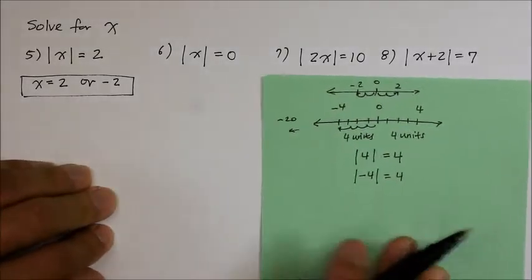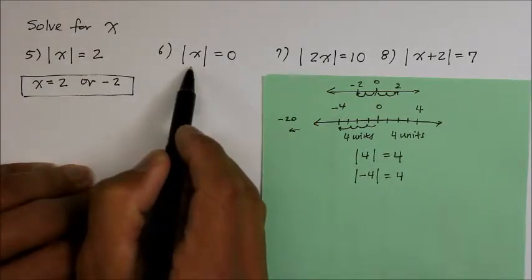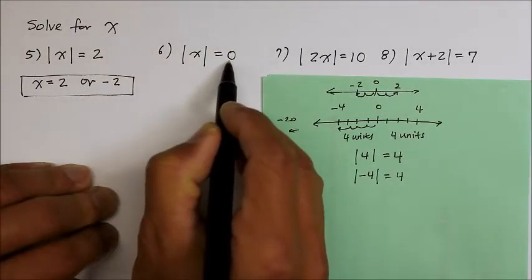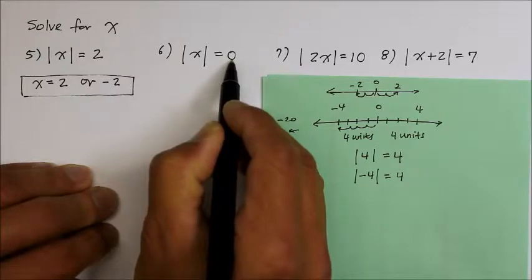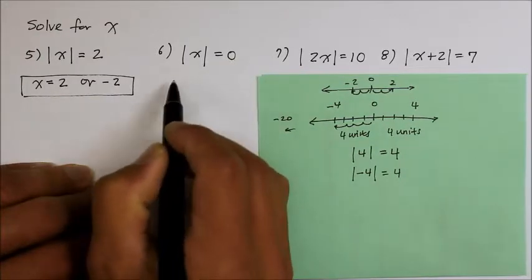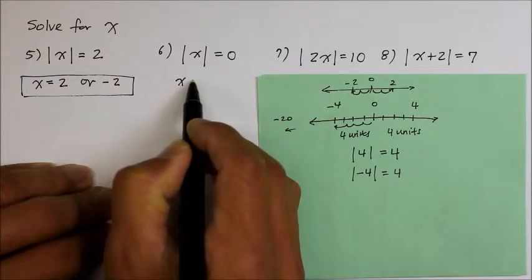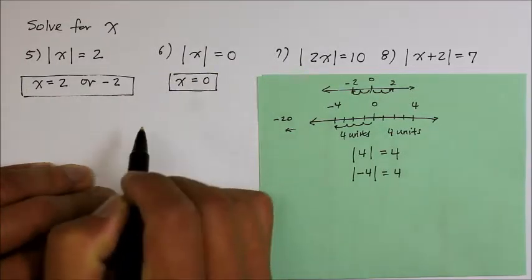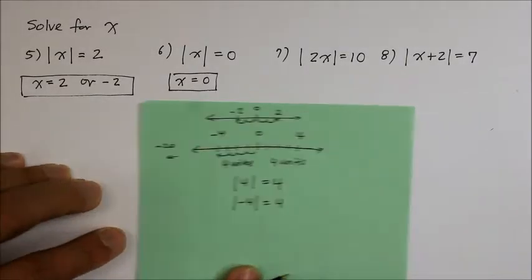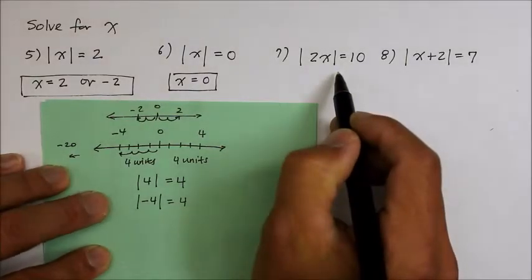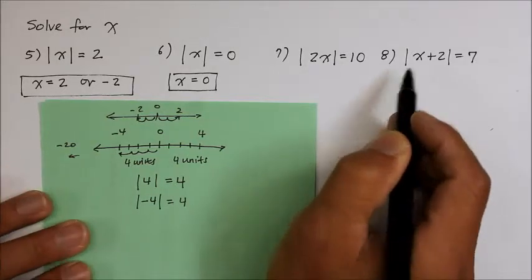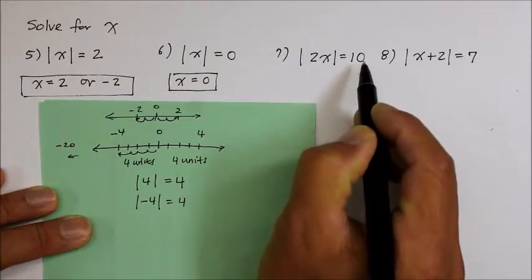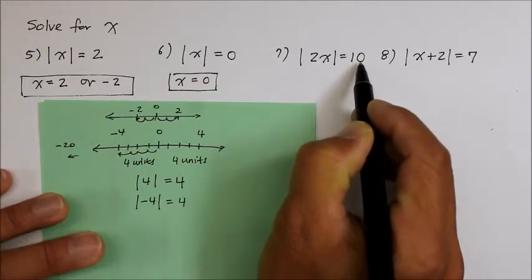And number 6 is kind of obvious, but of course the same principle applies. Here we go. Where will you be if you went nowhere from the origin? Well, that's quite obvious. And no, there is no negative or positive 0. It's just 0. So there's only one possible answer for that. Now here comes a little tricky part. I'll let you try that one. The question is, where will you be if you went 10 units from the origin?